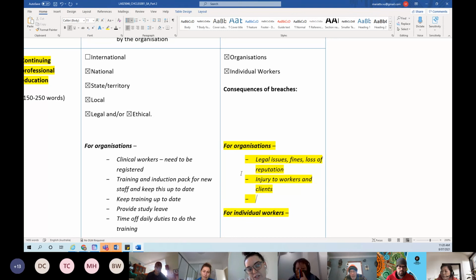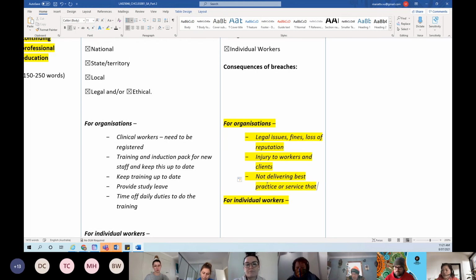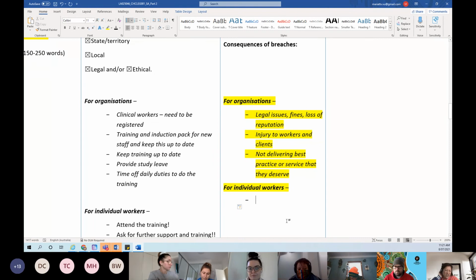Yeah, okay. The client wouldn't receive the best support as well. Yeah, exactly right. So you're not delivering best practice, the service that they deserve. And for the individual worker, can you imagine coming into work every day not knowing what you're doing, or thinking, I'm going to do this, but I might get a complaint because I don't know how to do it properly.